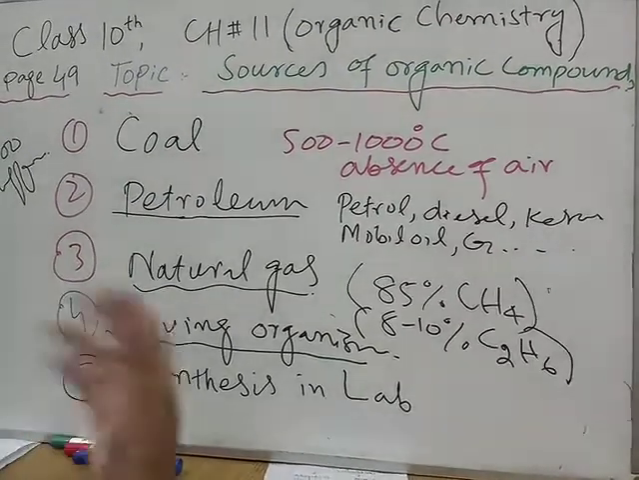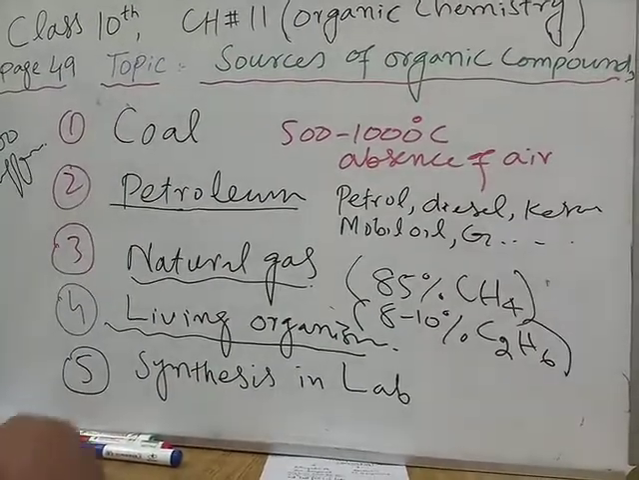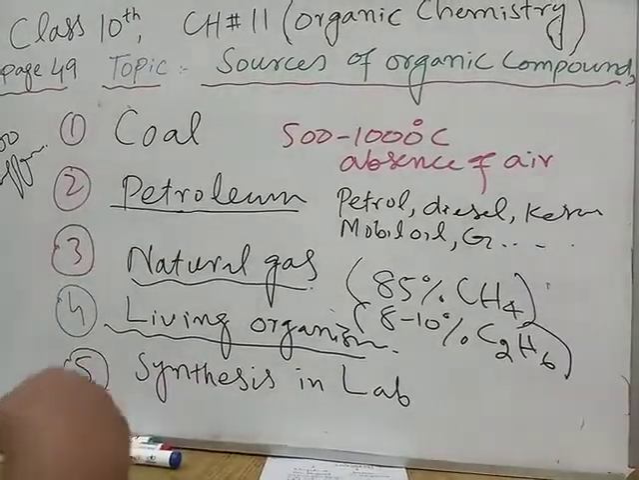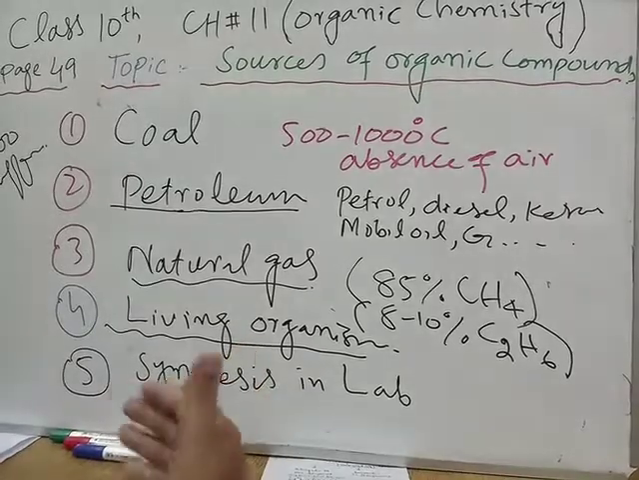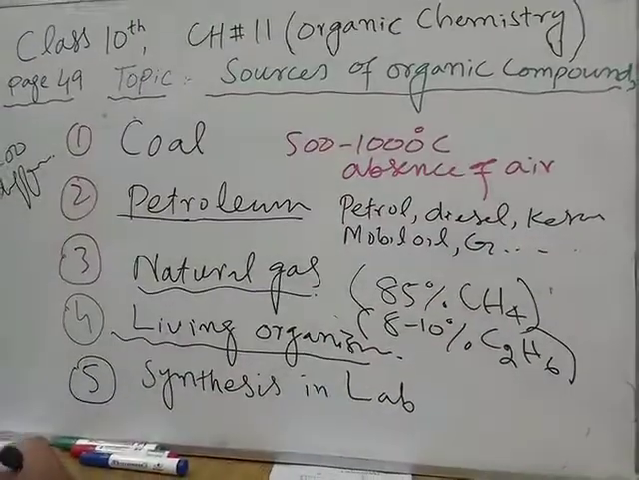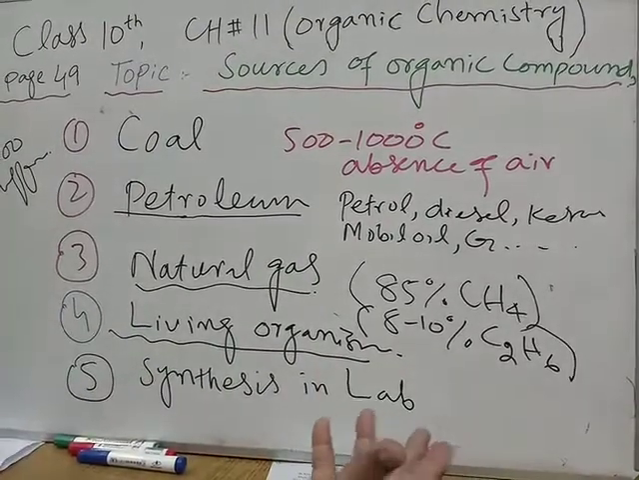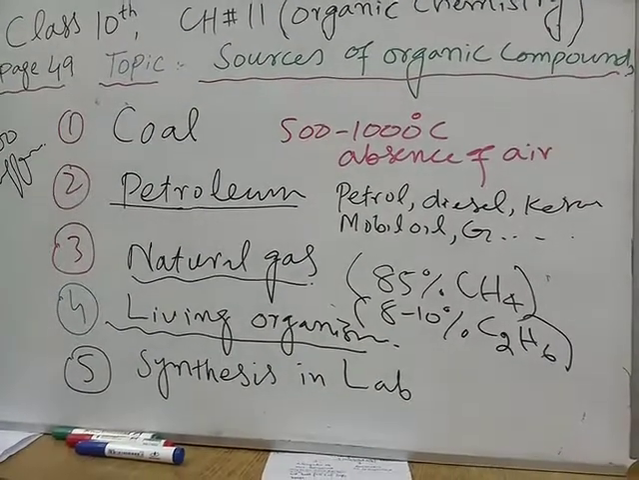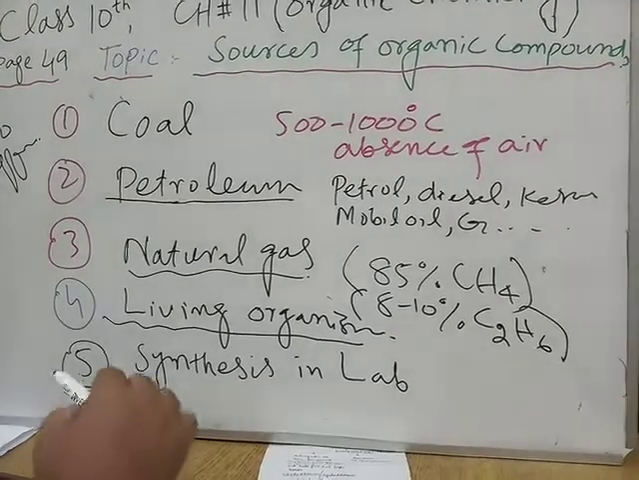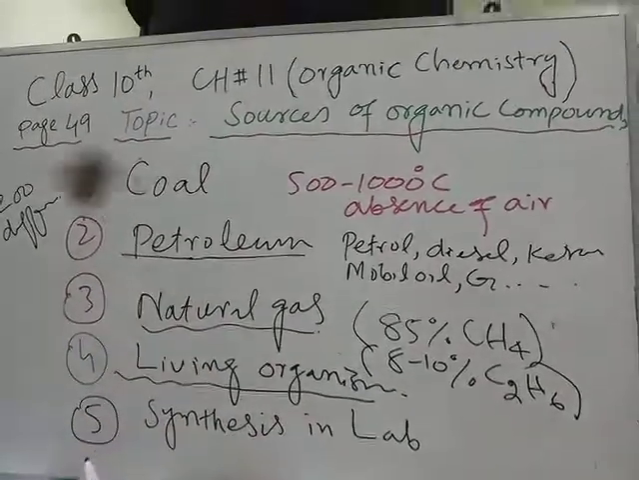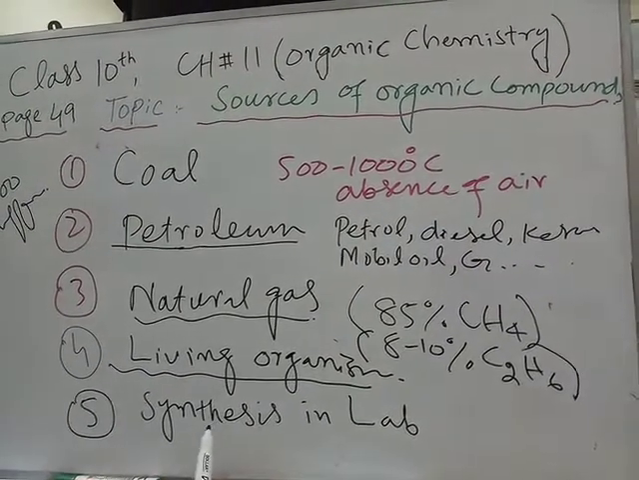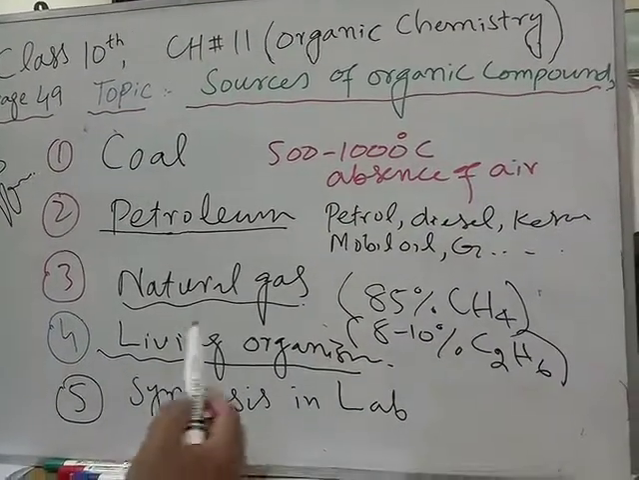So in this way, many compounds are synthesized. You can convert one compound into another. For example, we can also react two compounds together to get another compound, which are called derivatives. So synthesis in labs, remember that hundreds of thousands of compounds are prepared so far in labs by artificial means. So this was something about the sources of organic compounds.